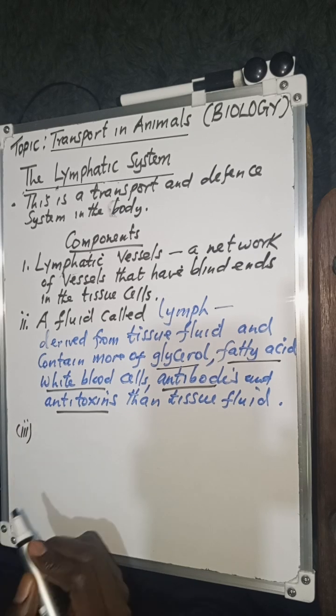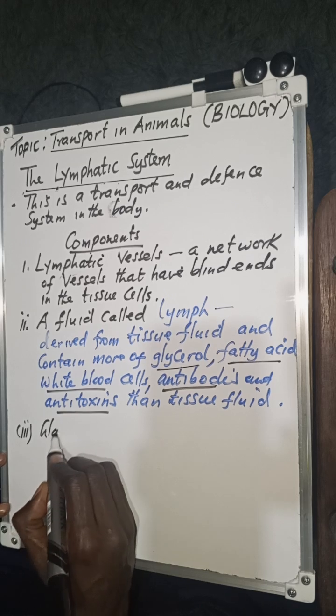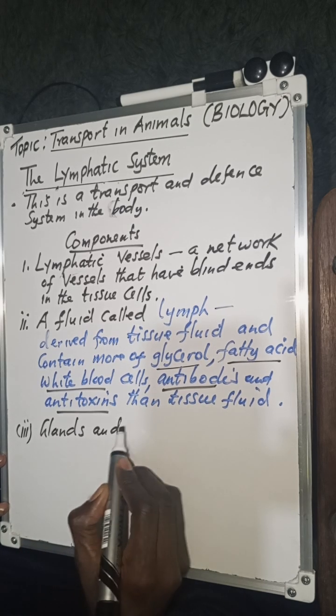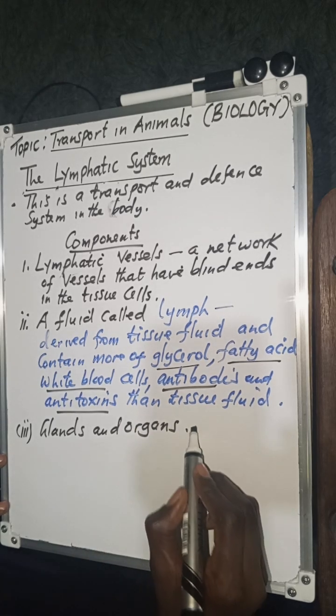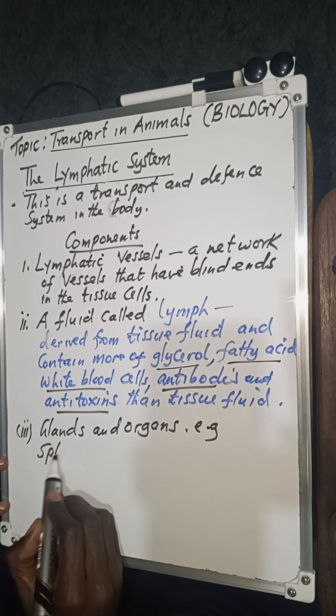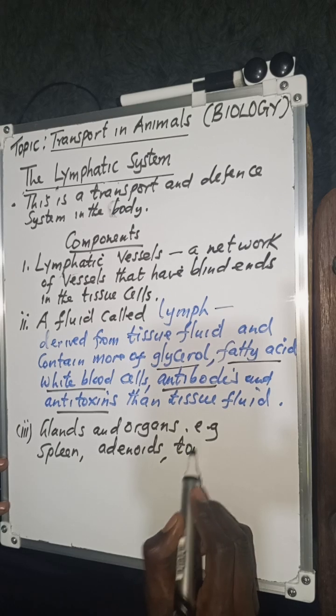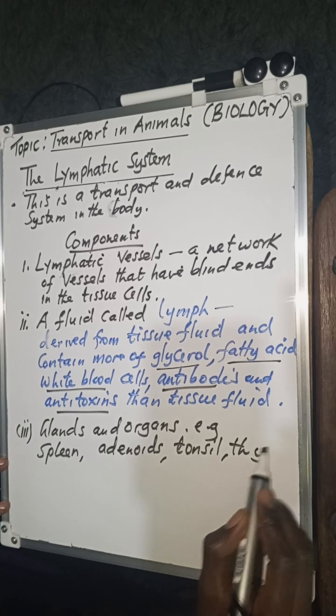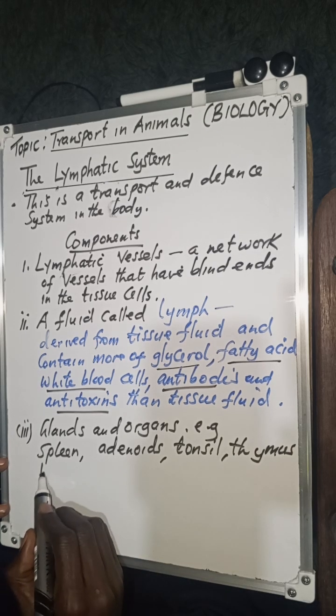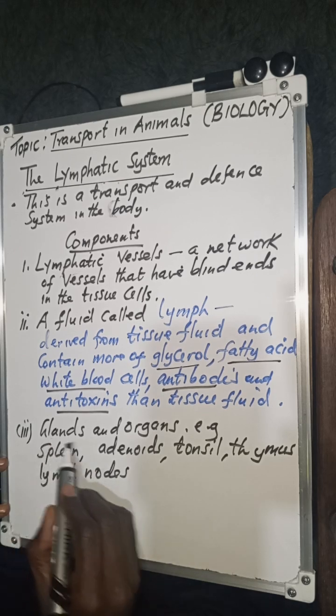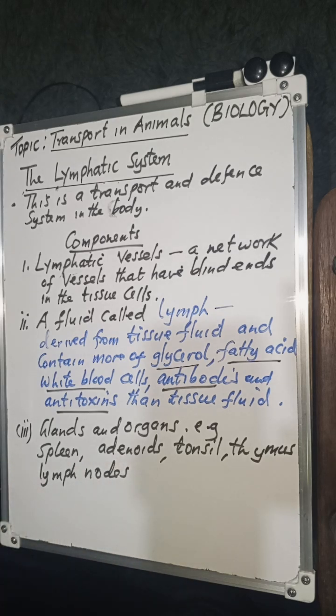So another component of the lymphatic system, it consists of glands and organs. We can give examples of such glands and organs that you are going to find there. For example, you are going to find the spleen, the adenoids, the tonsils, the thymus, which is a gland, and also the lymph nodes. The tonsils are closer to the lower part of your tongue, the thymus is somewhere closer to your heart, and throughout the body you're going to find lymph nodes.